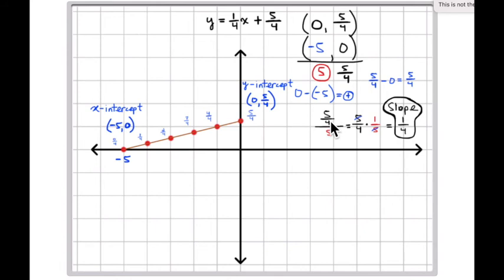And so 5/4 divided by that 5 is equal to the slope. It gives you an answer of 1/4. These 5s cancel out, and you're left with 1/4. All right, so the x-intercept is -5, 0. The y-intercept is 0, 5/4. And figuring out the change along the vertical axis over the change along the horizontal axis gives you an answer of 1/4. That is the slope.